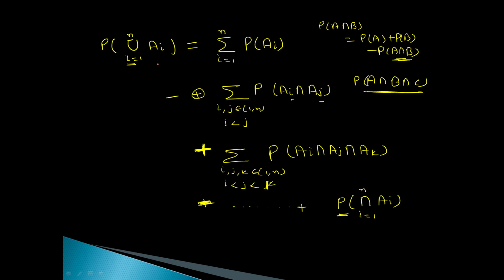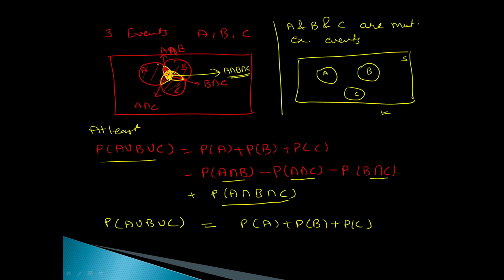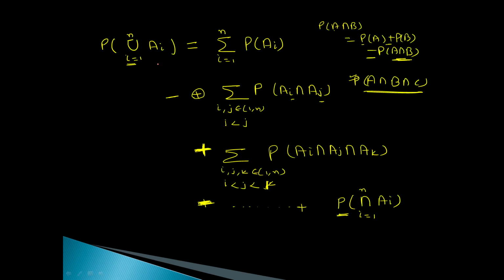We can get an idea from these rules that for individual probabilities the sign is positive. For second order probabilities, meaning A1 intersection A2 kind of probabilities, the sign is negative. For third order probabilities, if you look at the rule in the previous slide, the sign of the last term is positive. So we can get an idea that when n is an even number, the sign is negative, and when n is an odd number, the sign is positive.